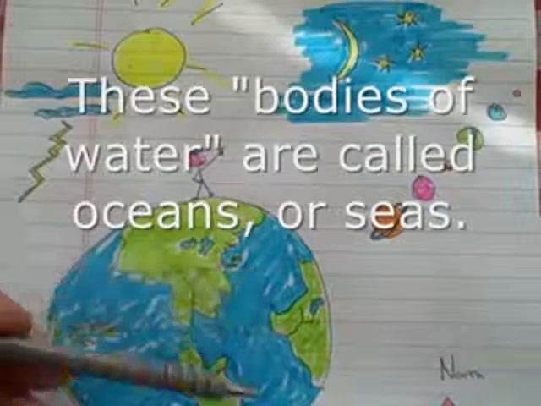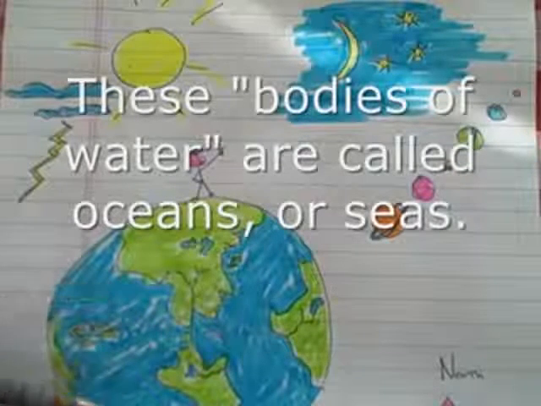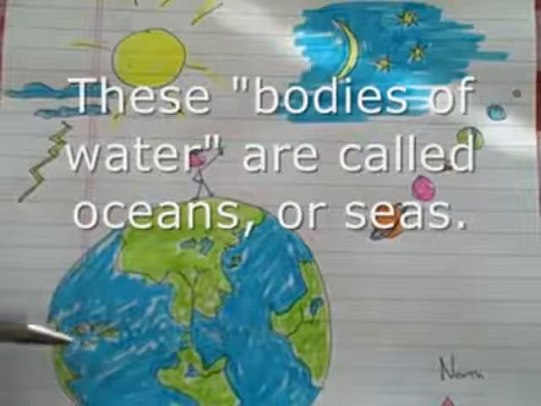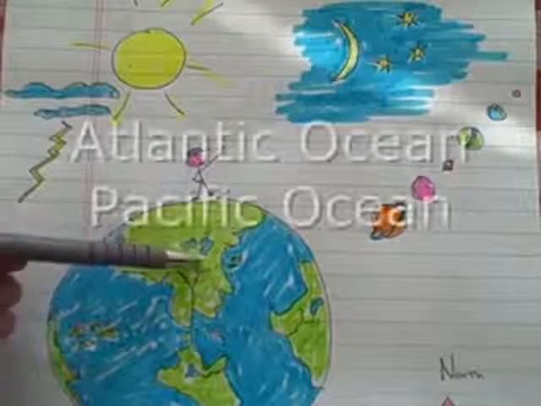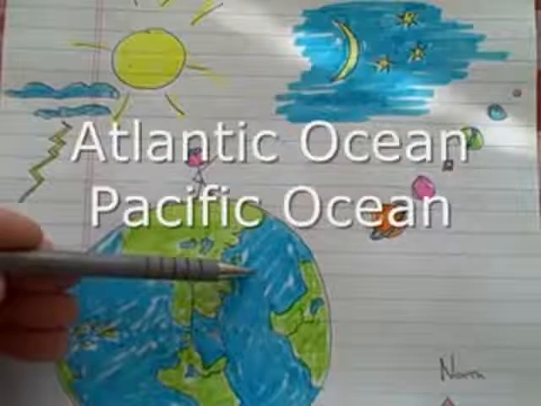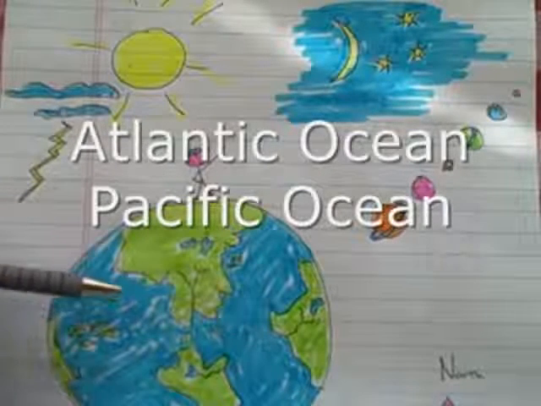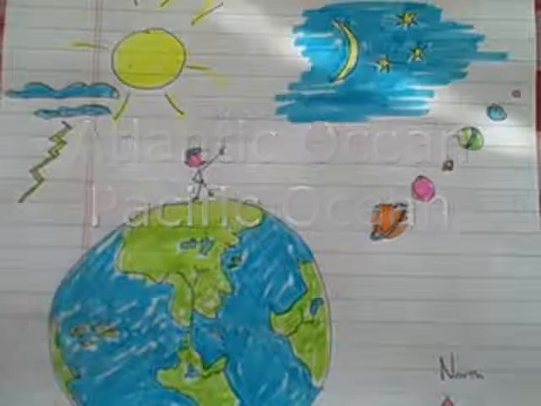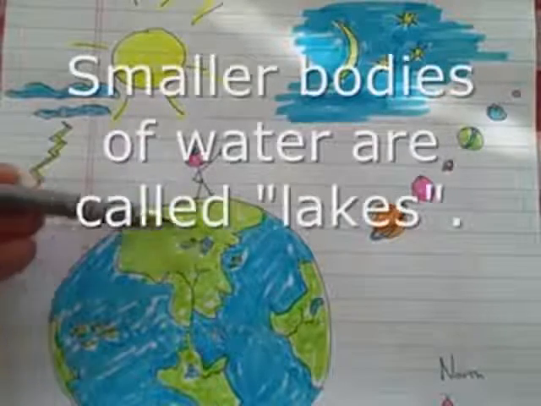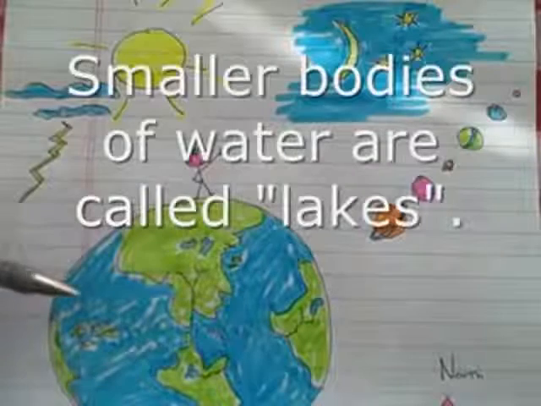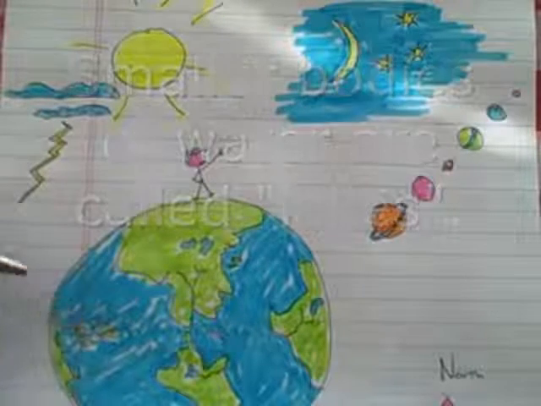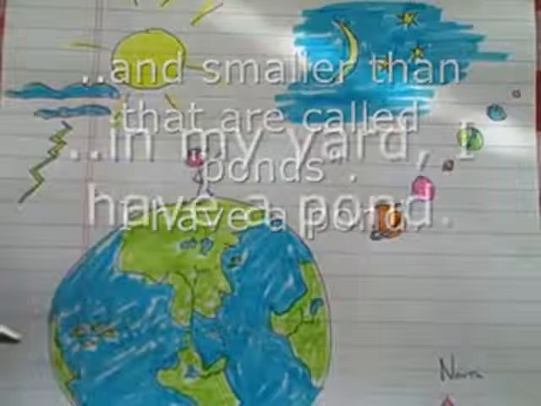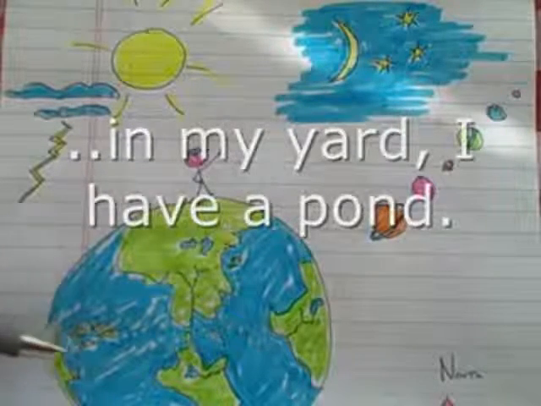These bodies of water are called oceans or seas. If this is North America, this is called the Atlantic Ocean, and this is the Pacific Ocean. Smaller bodies of water are called lakes. And smaller than that are called ponds. In my yard, I have a pond.